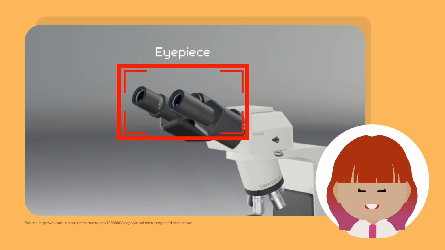First, the eyepiece, which is also called the ocular. This is the part of the microscope that magnifies the image produced by the objective lens by 10 times. It basically magnifies the magnified image. The eyepiece also consists of a pointer that indicates what part is being viewed.